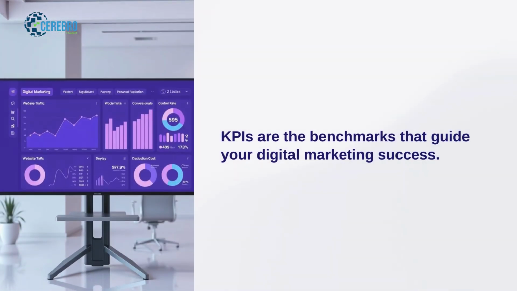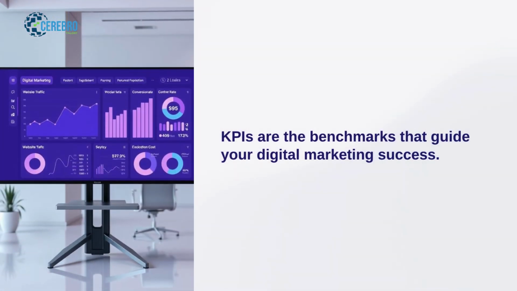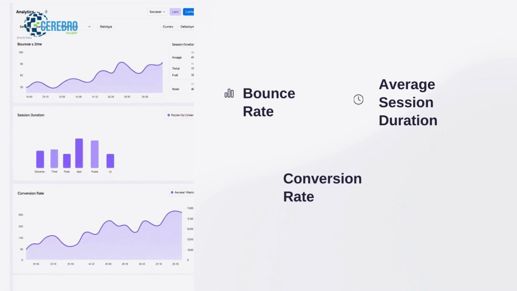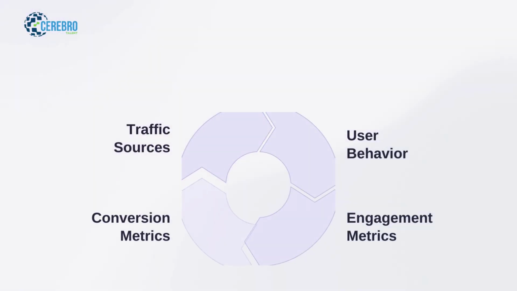KPIs are the benchmarks that guide your digital marketing success. Here we define essential KPIs such as bounce rate, average session duration, and conversion rate, explaining their significance in evaluating website performance. Detailed diagrams illustrate how these metrics interact to paint a complete picture of user engagement.